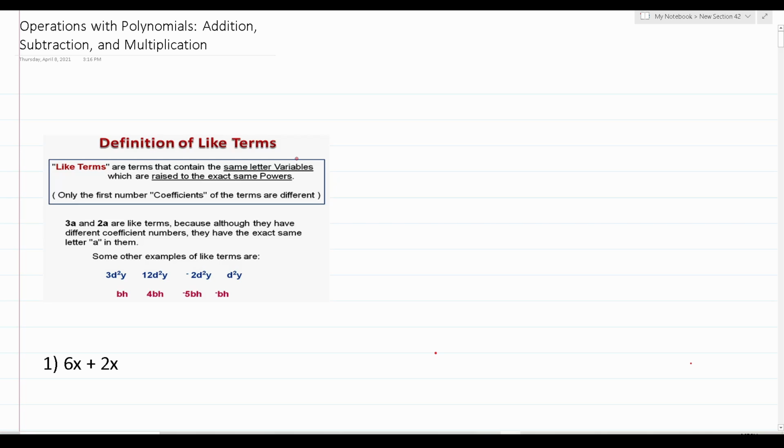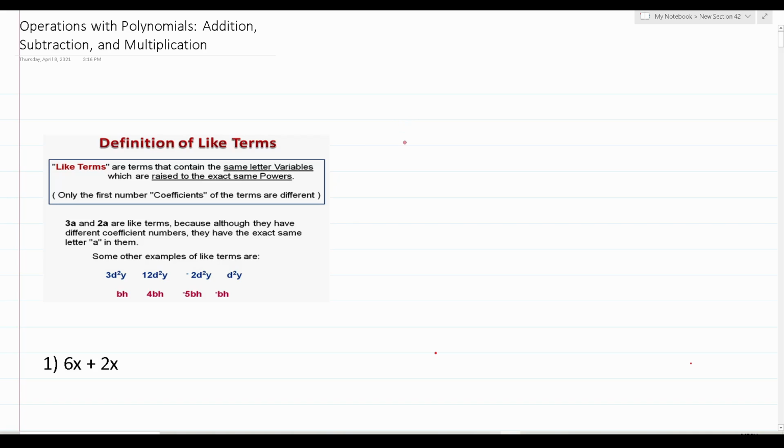All right, so prior to performing any operations with polynomials, we do have to review one very important concept, notably the concept of like terms. And as you can see, I put the definition of like terms here to start, and it says like terms are variables that contain the same letter variables which are raised to the same exact power. So again, like terms are terms that contain the same letter variable which are raised to the same exact powers.